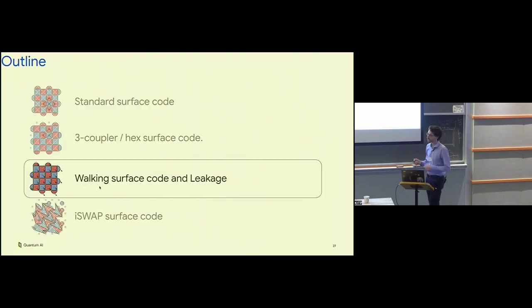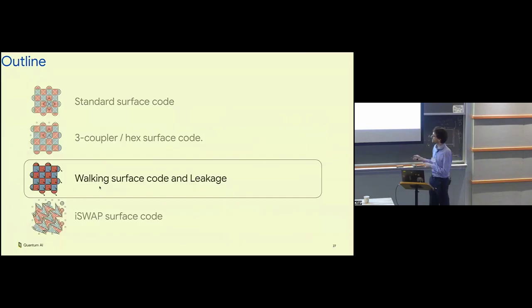Okay, so this was the first type of deformation, and this is actually a pretty dramatic change because it allows you to completely change the connectivity, and this is a pretty big deal in terms of experimental realization. The second one that I want to talk about today is the working surface code and leakage.